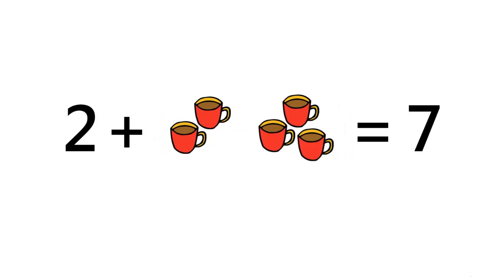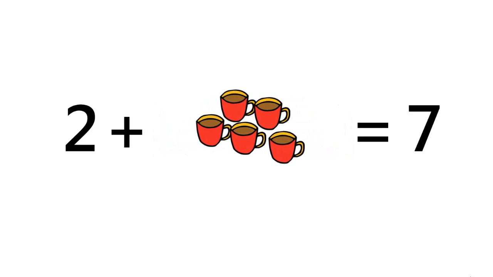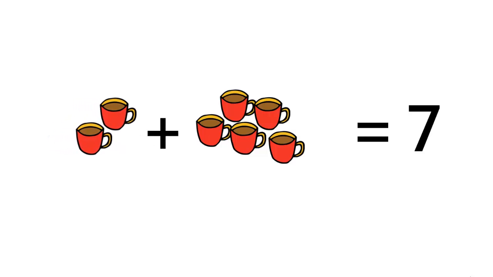We now have 5 cups of coffee grouped together. Let's replace our remaining number 2 with 2 cups of coffee as well. We can now see that 2 cups of coffee add 5 cups of coffee gives us a total of 7 cups of coffee.